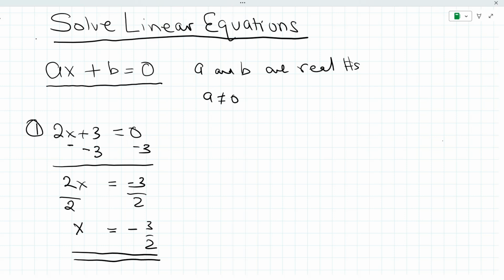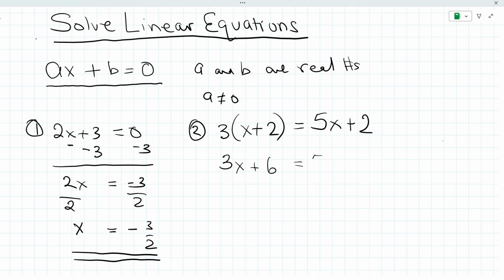All right? Okay, now let's look at a more elaborate equation and see what happens. So equation number 2. Let's suppose we have 3 into x plus 2, and we are told this is equal to 5x plus 2. In this case, we need first of all to distribute the left-hand side. So this will be 3 multiplied by x, which will be 3x, and then 3 multiplied by 2, which will be plus 6. And this will equal to 5x plus 2.